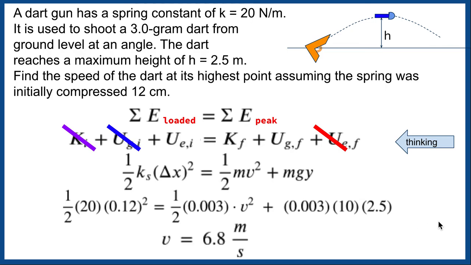You've got to go through a fair amount of algebra. Make sure you ask for help if you need help with those steps. But you do end up with a speed of 6.8 meters per second. And notice we didn't need to know things like what angle it was being shot at and so forth. Energy allows us to answer questions that maybe we couldn't answer with other methods.